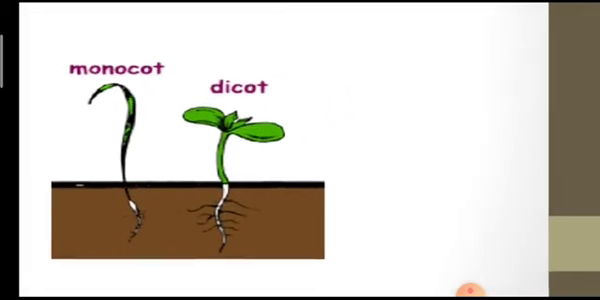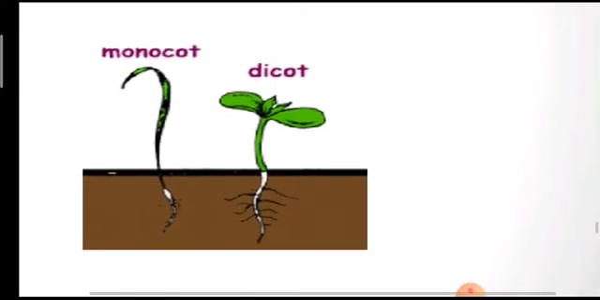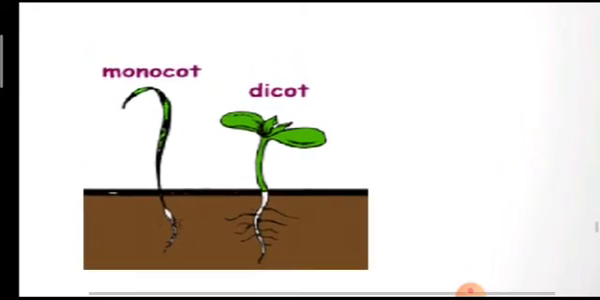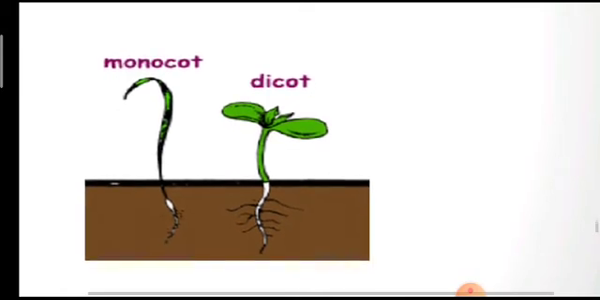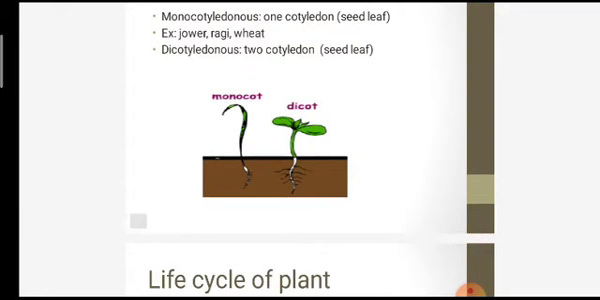This is one example. See the diagram. Only a single leaf is called monocot. Two leaves produced by the seed is called dicot. They are classified according to the plant seed leaf.